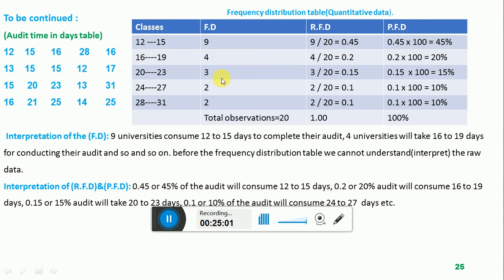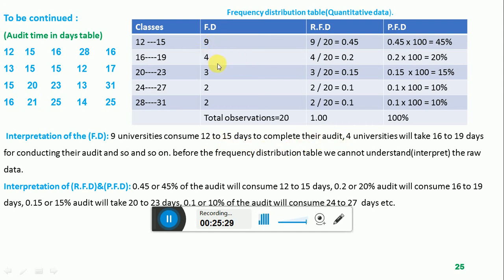We can summarize this data using the developed frequency distribution table. And I'm coming to the interpretation of the frequency distribution. In the frequency distribution, we have different frequencies for the different classes. 9 is the frequency of the first class. How can we interpret the meaning of this 9? This 9 means 9 universities consume 12 to 15 days to complete their audit.